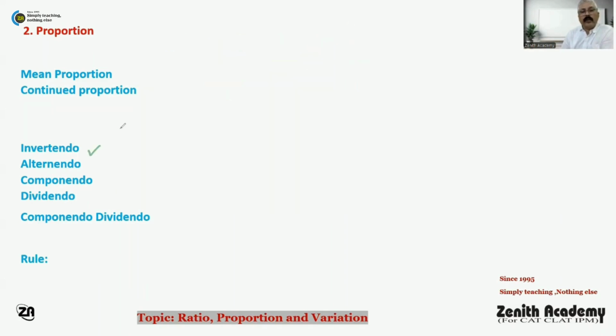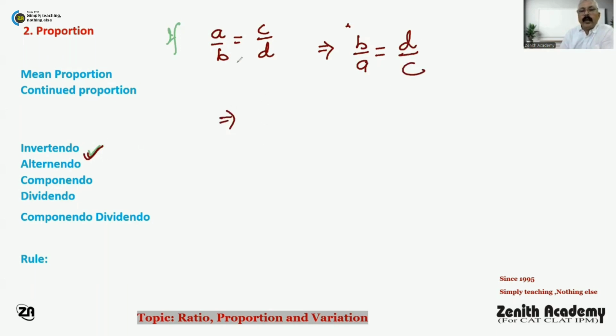Now see this invertendo. If A upon B is equal to C upon D, then invertendo means B upon A is equal to D upon C. It is called invertendo. And A upon C is equal to B upon D. This is called alternendo.